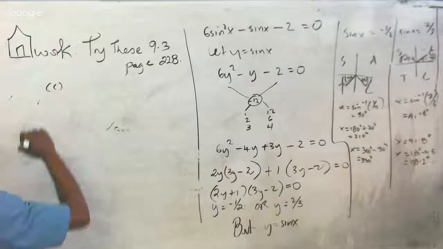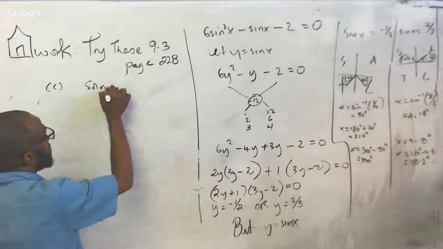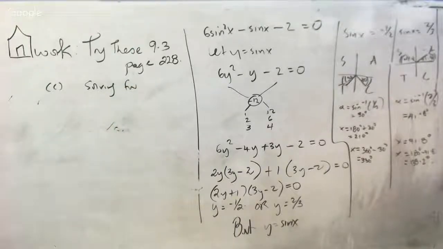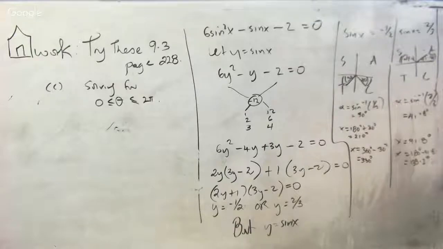Part C, you're not finding a general solution, you're solving. Is it theta or x that is there? Theta. You're solving for theta in the interval 0 to 2 pi radians. So you're finding a specific solution, not a general solution. So don't tell me that you can't do part C. Clear? I've not done general solution.